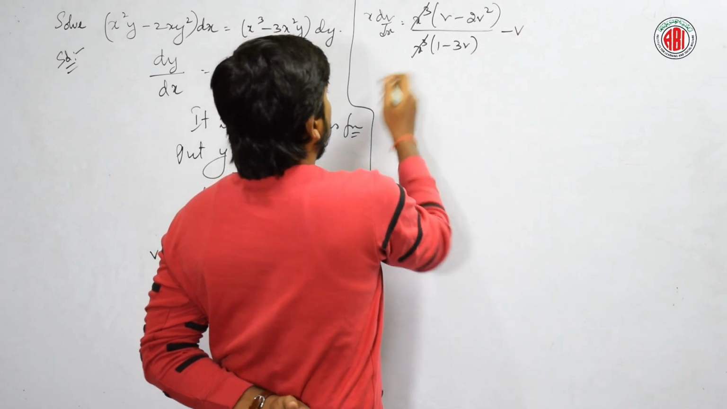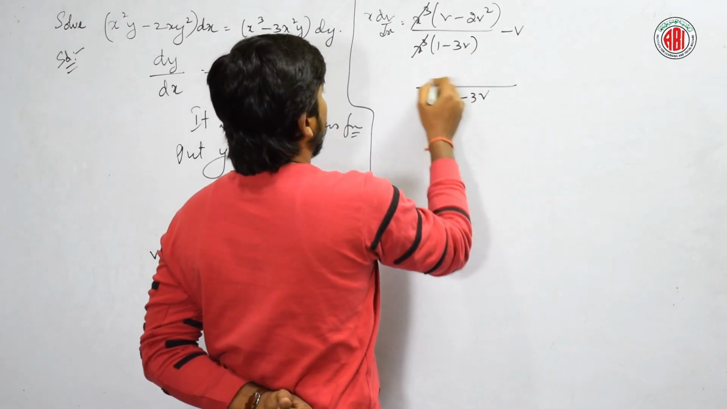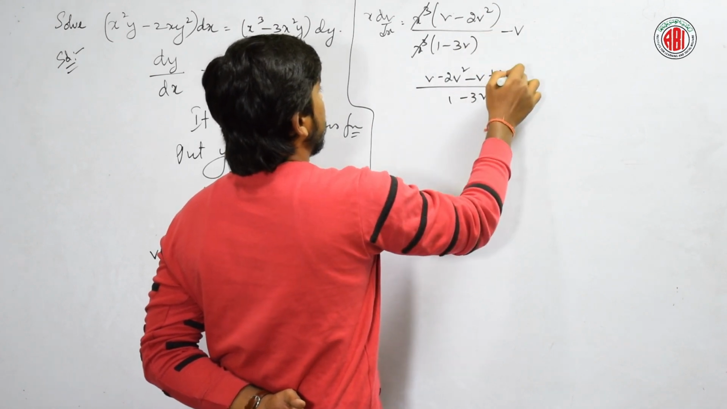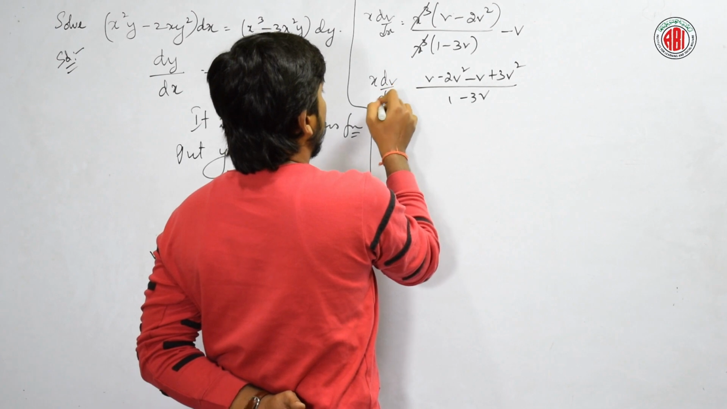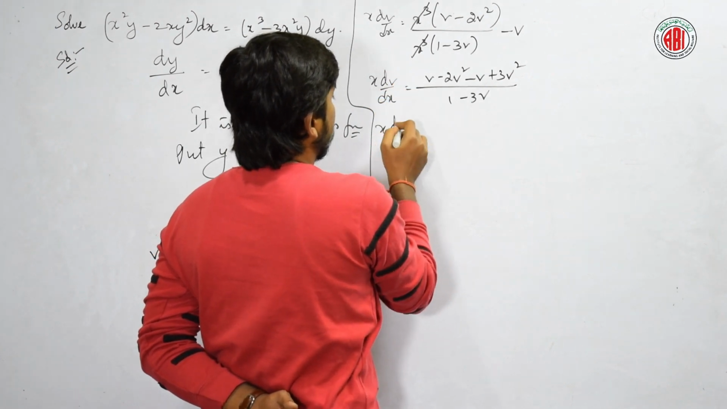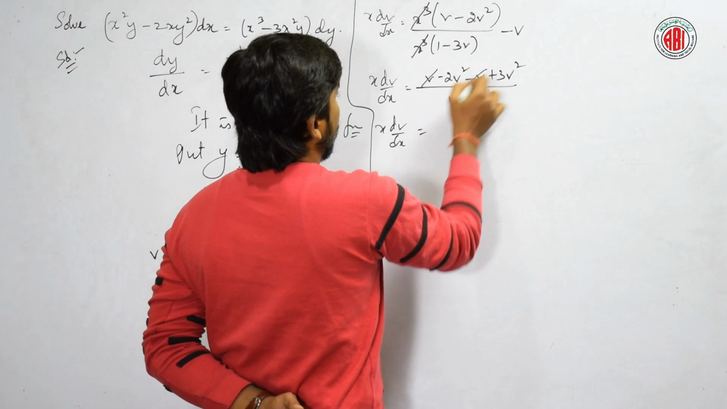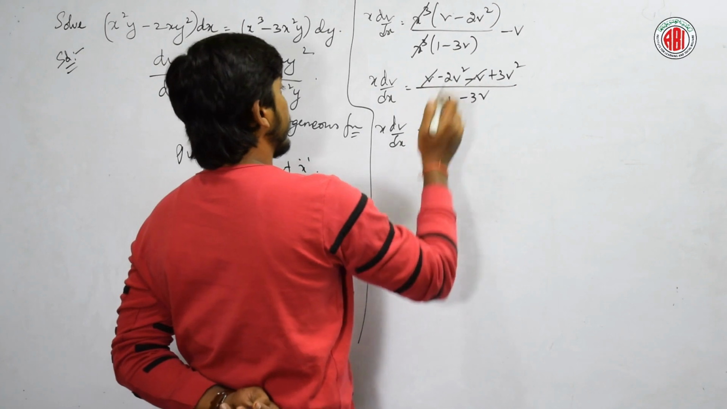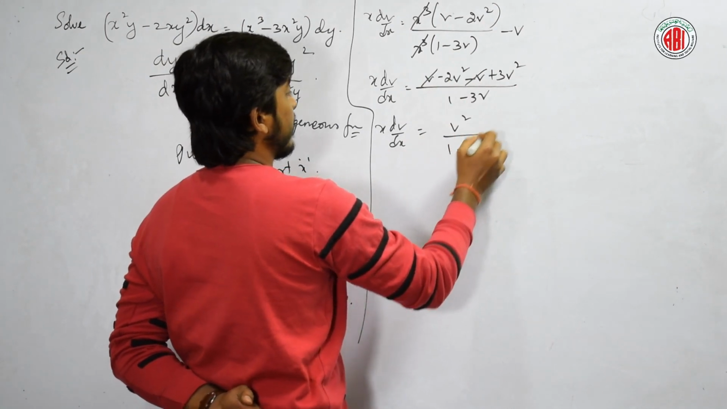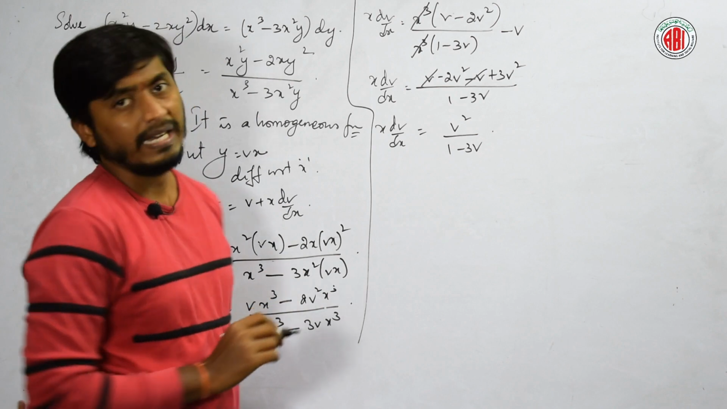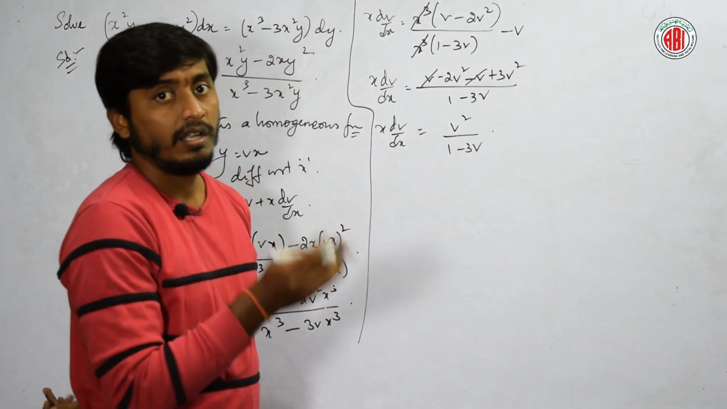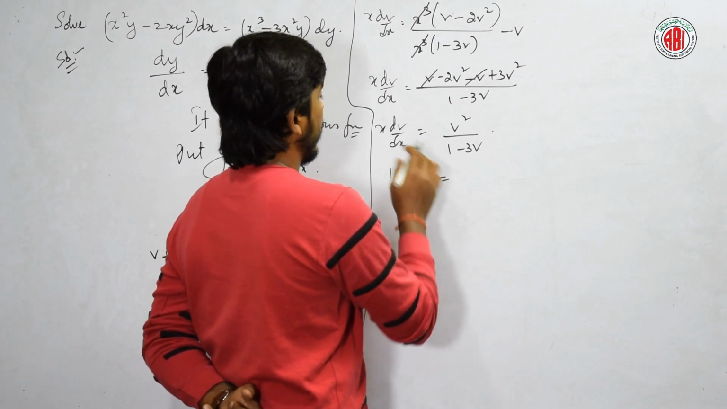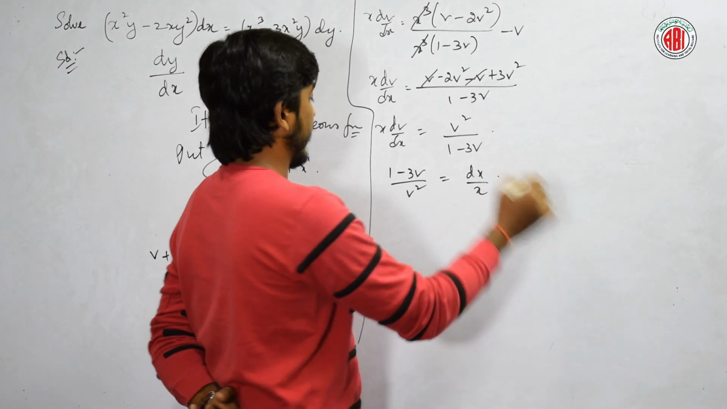Let us take LCM as 1 minus 3v. v minus 2v square minus v plus 3v square. This is x dv by dx. So x dv by dx is, v will get cancelled, 3v square minus 2v square. How much is it? 3v square minus 2v square is v square by 1 minus 3v. Is it? Is it clear? Now let us separate all x terms to one side and v terms to one side. This will be 1 minus 3v by v square, that is equal to dx by x.